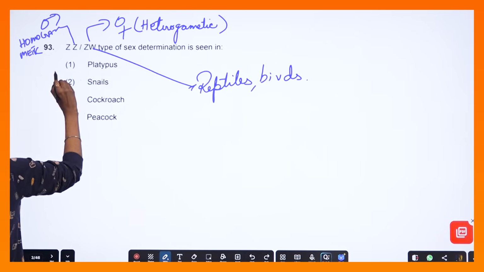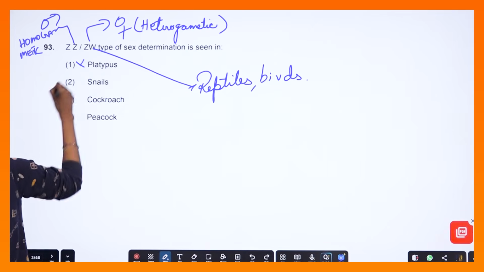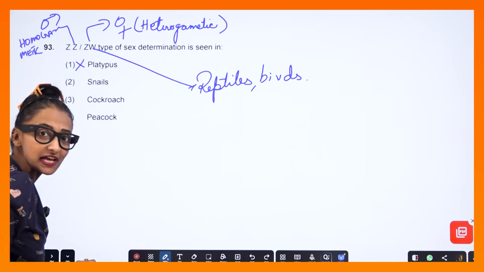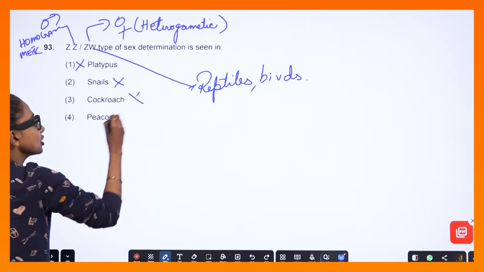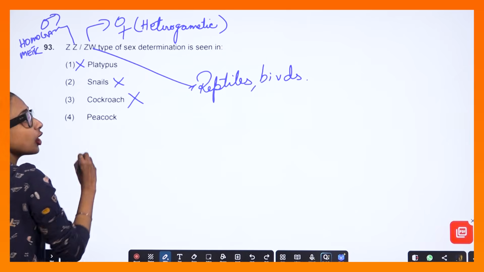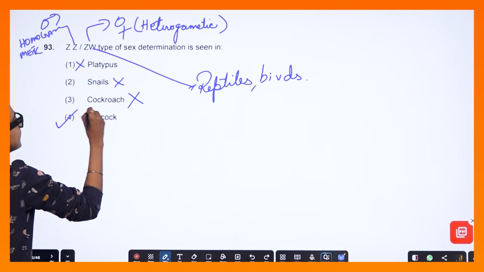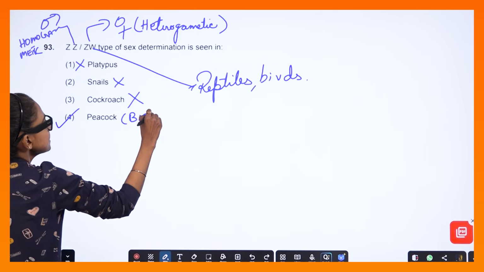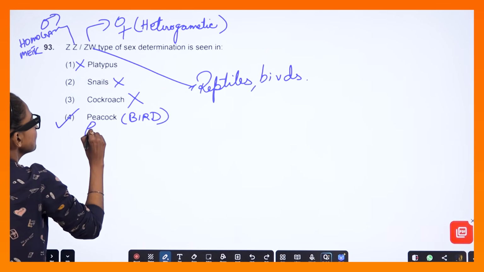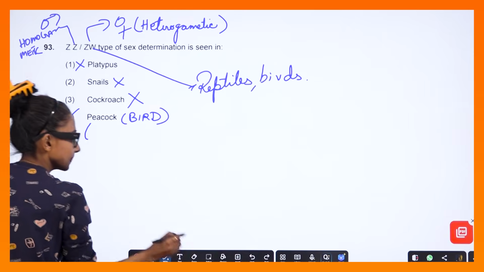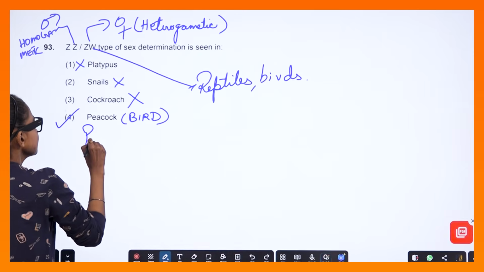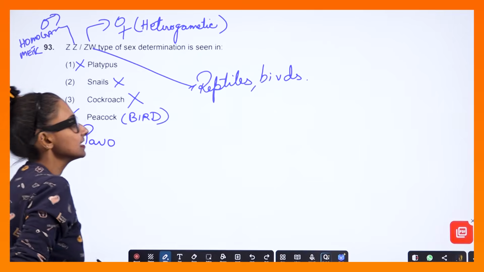Let me find out. Platypus is a mammal, so this is not working. Snail, Mollusca, not working. Cockroach, Arthropoda, not working. Peacock, Pavo, this is a bird. Am I right? Correct. Let's move on.